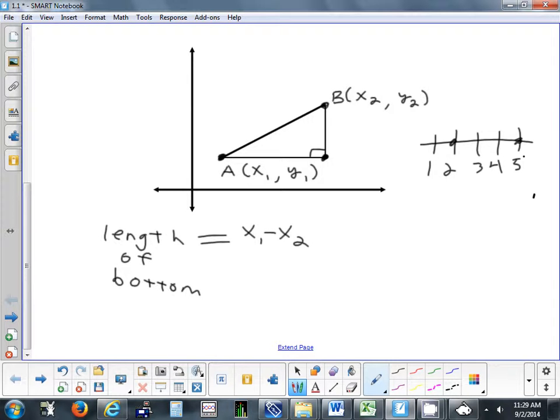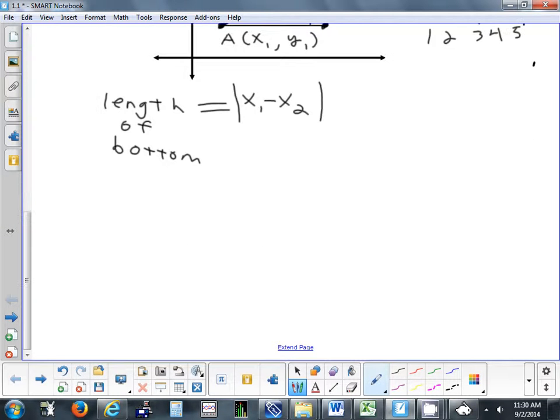If you wanted to be absolutely sure that it was positive, what's the thing in math you can do that always makes something positive? Absolute value. Again, you're not going to need that absolute value in a second. But that is the length of the bottom. It's the absolute value of x1 minus x2. And then the height.